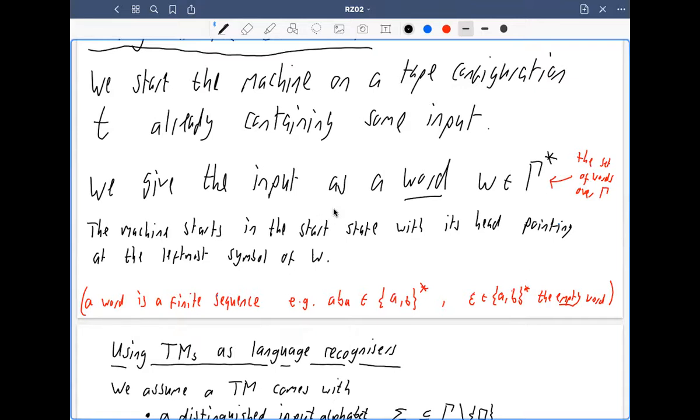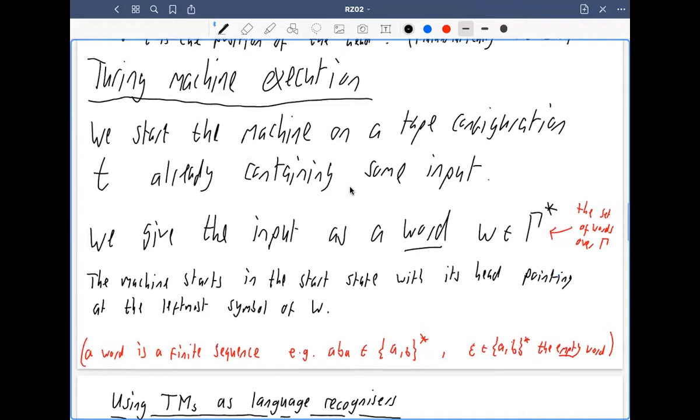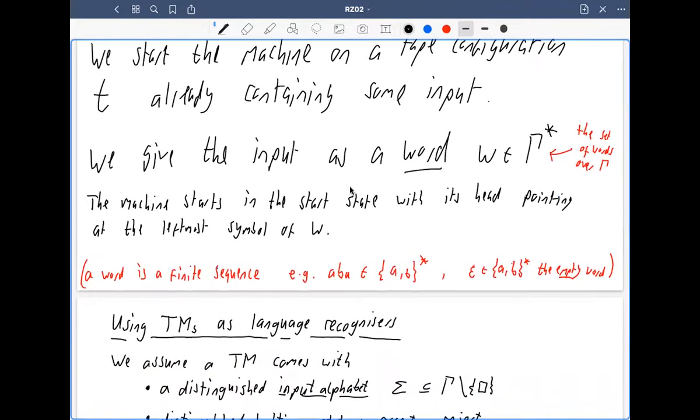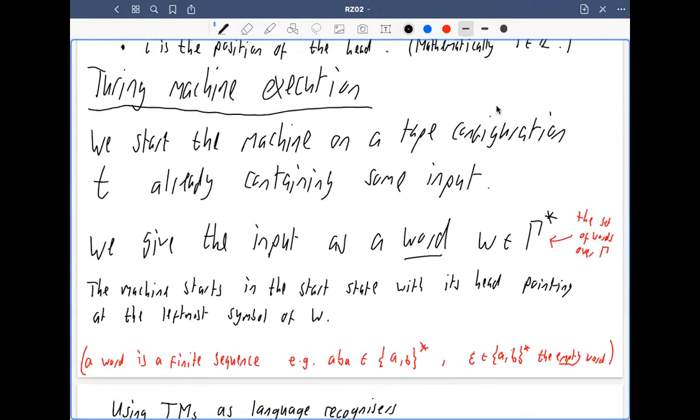Okay. So once we've done this, we've started in the right starting configuration. This is the starting configuration. So maybe I should write here the start configuration.